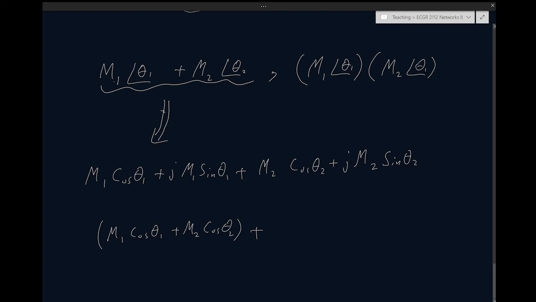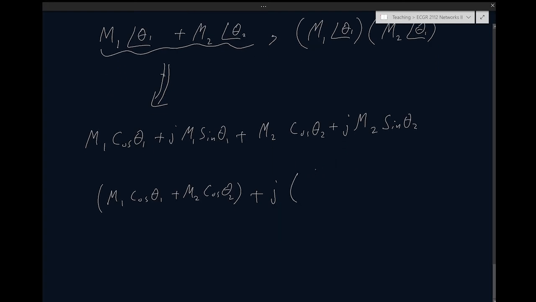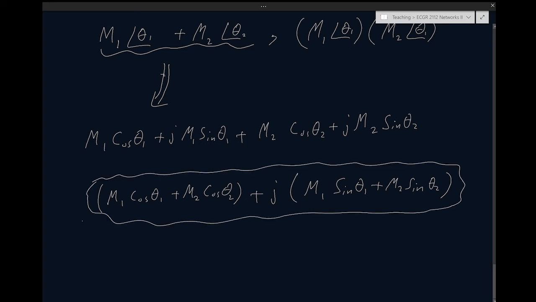You take the magnitude of the first number, multiply it by cosine, and add to it the magnitude of the second number multiplied by cosine of the angle of the second number. And then the imaginary part is going to be m1 sine theta 1 plus m2 sine theta 2. So addition is the more complicated thing in polar representation, and this is how you add m1 theta 1 plus m2 theta 2 in the polar representation of complex numbers.